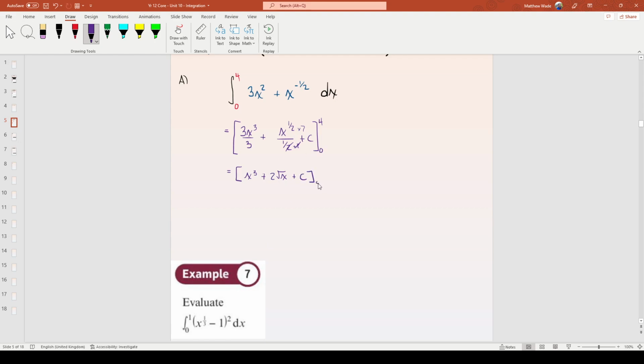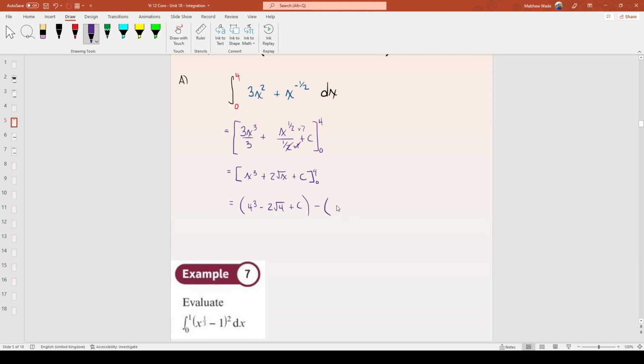Now here we go, 0, 4. Remember how I said a moment ago, you're going to take the upper limit, or upper bound, and take from it the lower bound? It's time to put the number in. Here's how you show that neatly. Open a circle bracket, and in it, we replace the x with 4. So we end up with 4 cubed, take away 2 times the square root of 4, plus c. Then close the circle bracket. Take away, and do the same thing now on the 0.